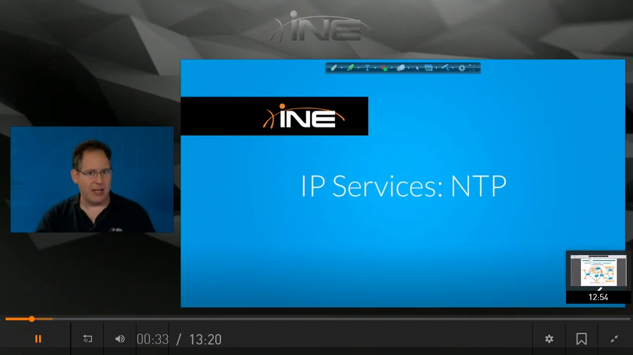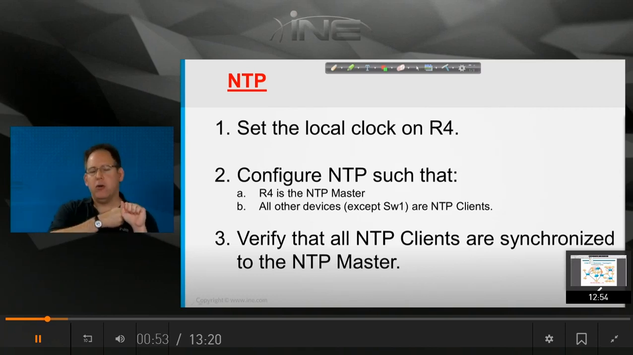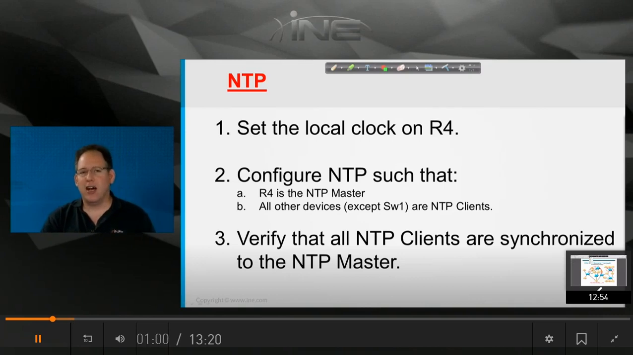So assuming that that's working, let's go ahead and do a couple of, as we can see here, 3 tasks, which is pretty quick. So number 1, set the local clock on R4. Okay, so like I've been doing before, how would you do this? Go ahead and tell me at what mode would you implement the command and what command would you implement on R4 to accomplish task number 1.